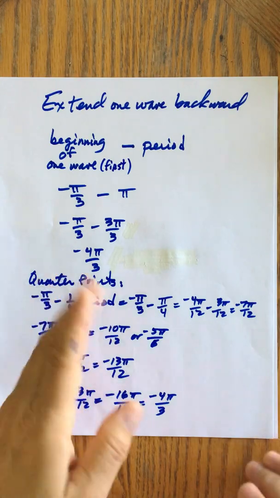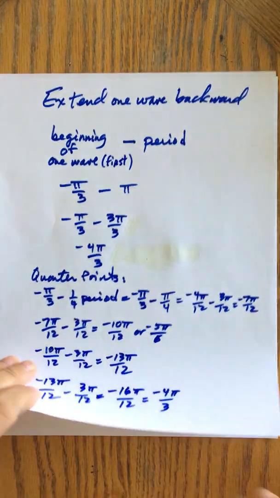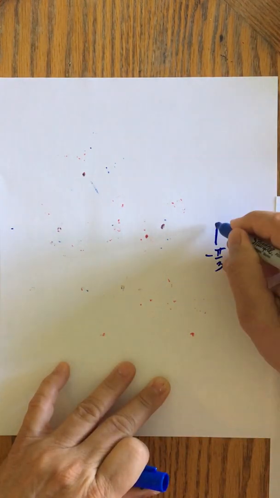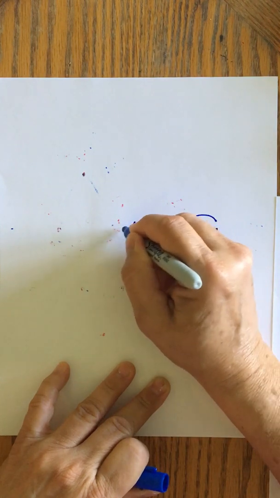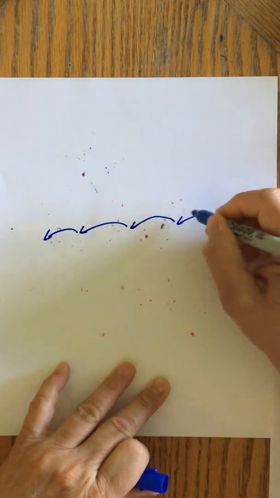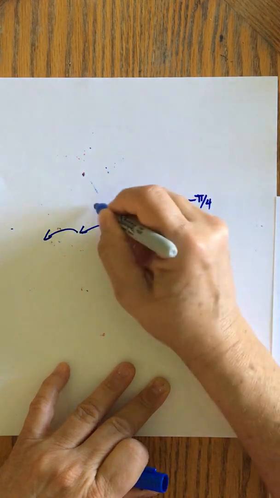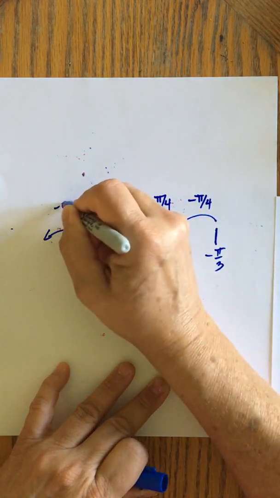In a sense, because I'm going backwards, essentially what I'm doing is starting here at negative pi over 3, and I'm going to go this way. Each time I'm going to go minus pi over 4, minus pi over 4, minus pi over 4, minus pi over 4.